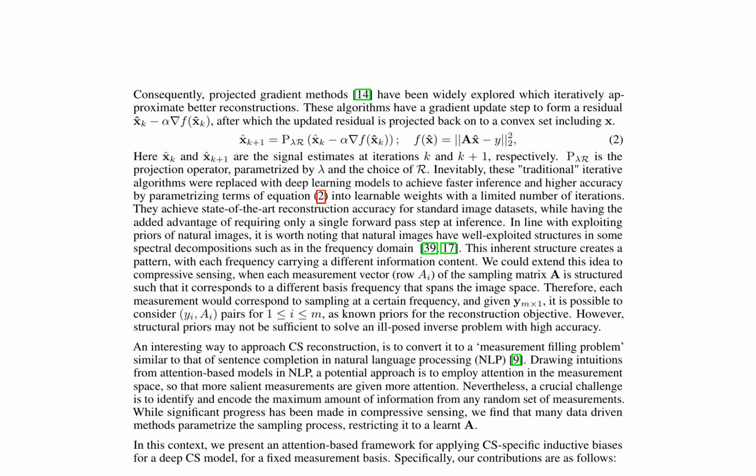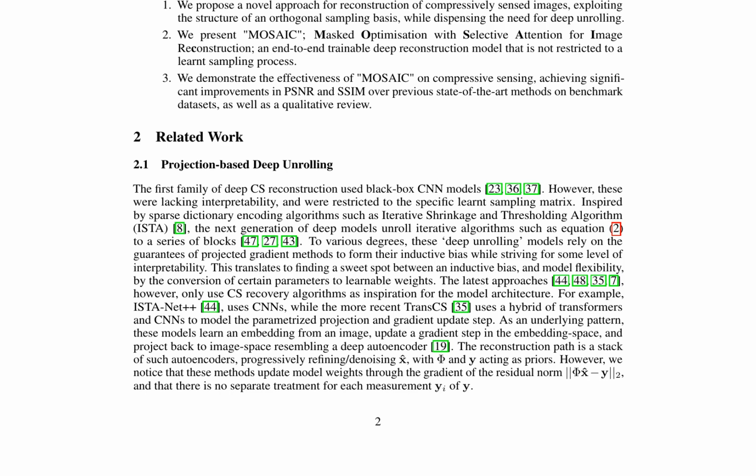The related work section discusses various deep CS reconstruction models, including black box CNN models and deep unrolling models like ISTA-Net++ and TransCS. These models have shown promising results in achieving state-of-the-art reconstruction accuracy on standard image datasets. However, they are limited by their reliance on specific learned sampling matrices and the need for deep unrolling.